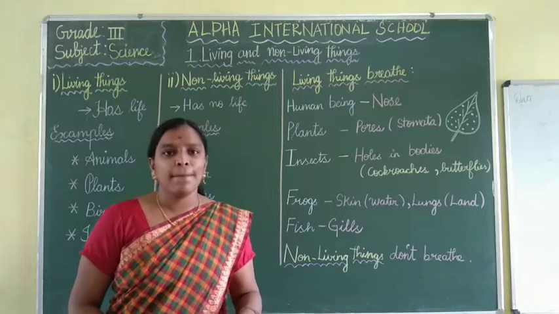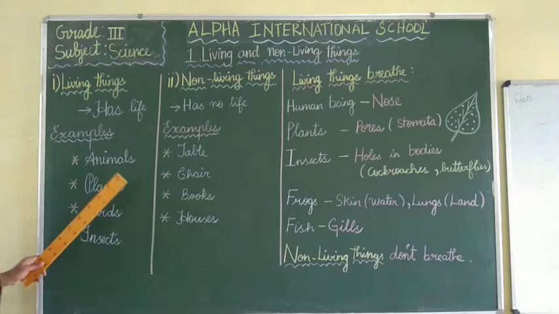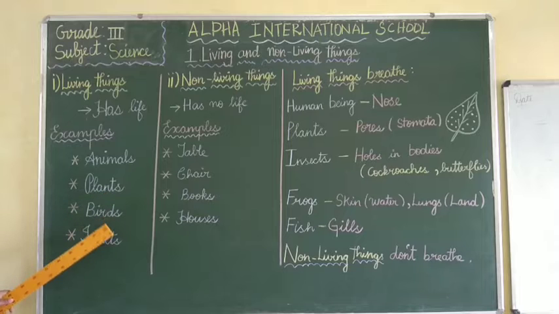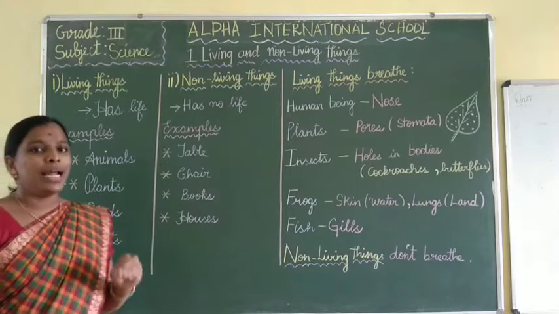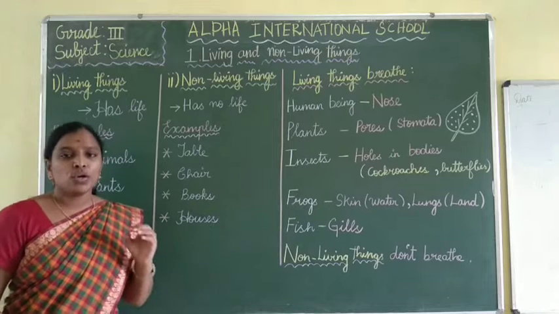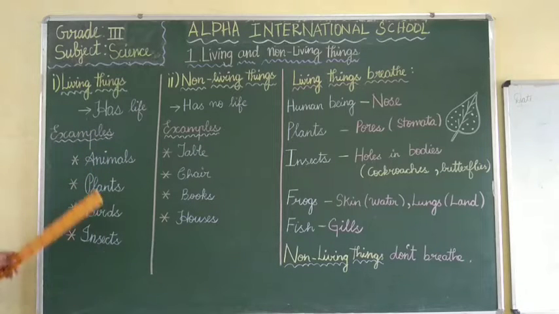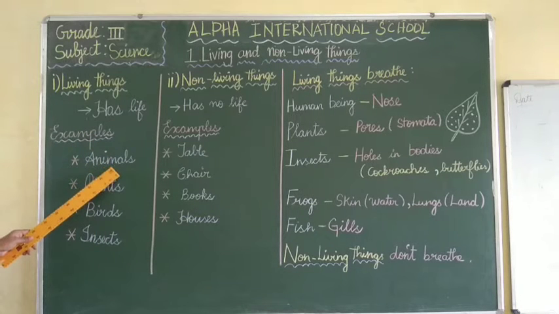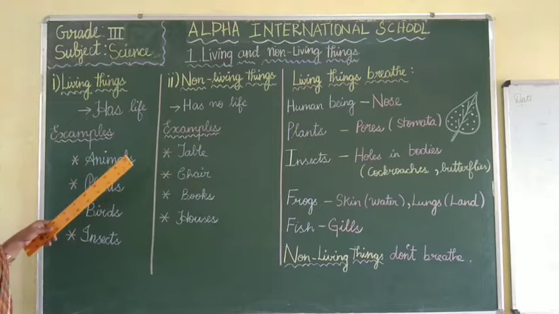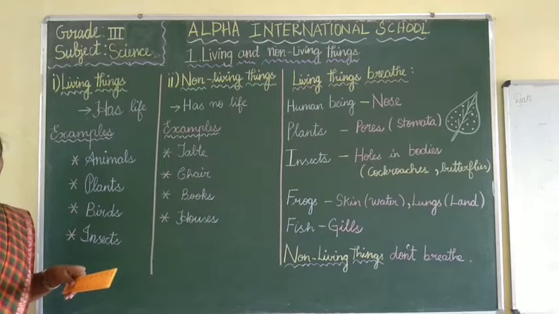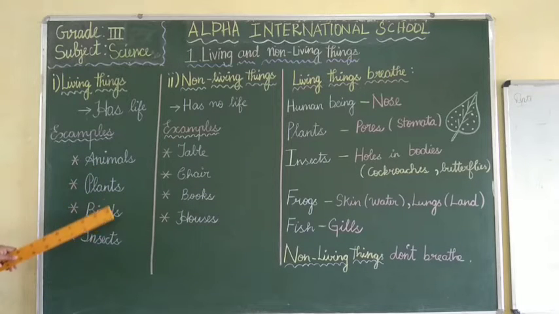Okay, so for example, animals, plants, birds, insects. These are examples of living things. Just see, you can see the animals, they have a life. So it is a living thing. It is moving from one place to another. All these things come under living things.